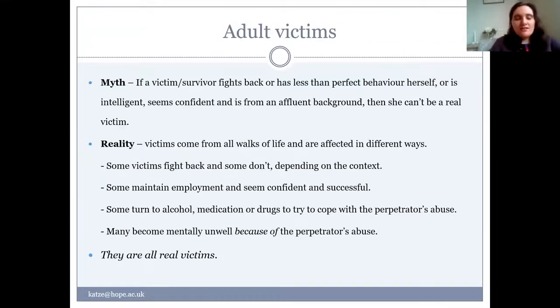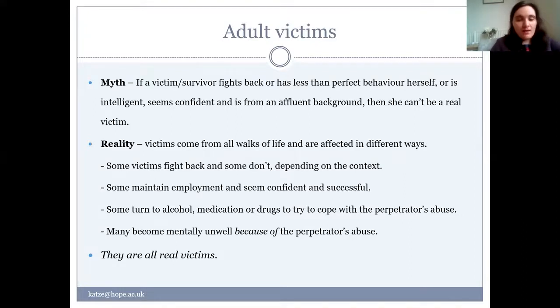And for adult victims, there's a lot of myths around what they might be like or how they might behave. So for example, if a victim and survivor fights back, or has less than perfect behavior herself, or is intelligent and seems confident and is from an affluent background, then often we think, well, she can't be a real victim. She's problematic herself, or she's too confident, or something like that.